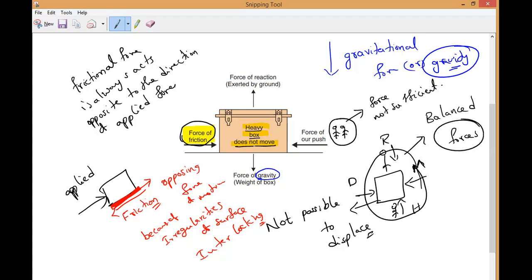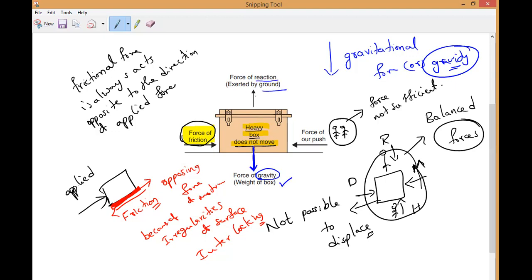So force of gravity always acts in which direction, guys? Force of gravity always acts in the downward direction. Now, if this box is exerting some force on the ground, then the ground will also exert some force on the box. That is what we call the force of reaction.